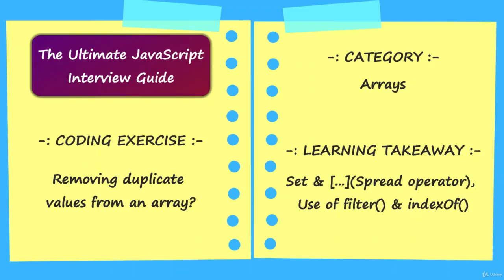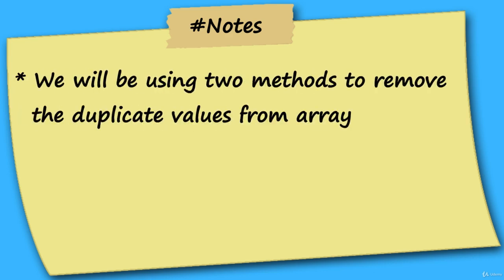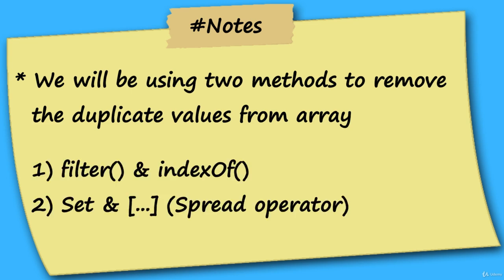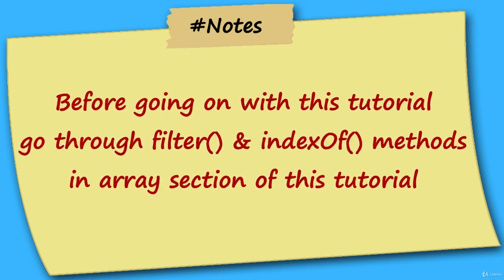So this coding exercise is about removing duplicate values from an array. We'll be using two methods. There are many ways to remove duplicate values, and also we are using ES6 features as well. The first way to remove duplicates is to use the filter and indexOf methods. I hope you have checked the filter and indexOf methods in the array section of this tutorial.